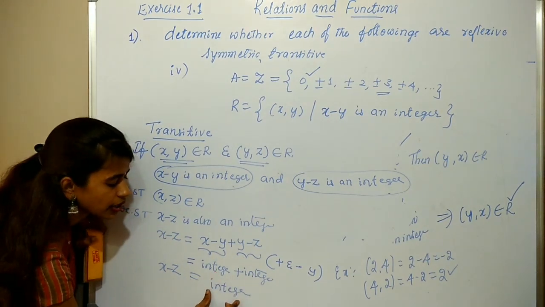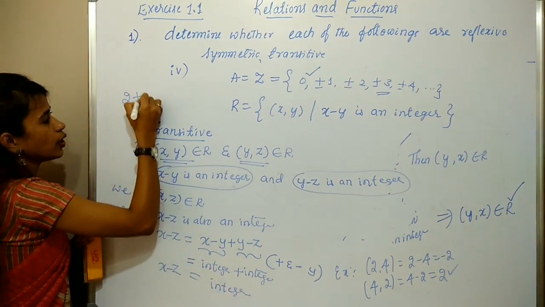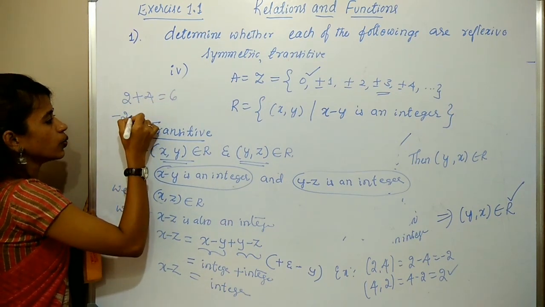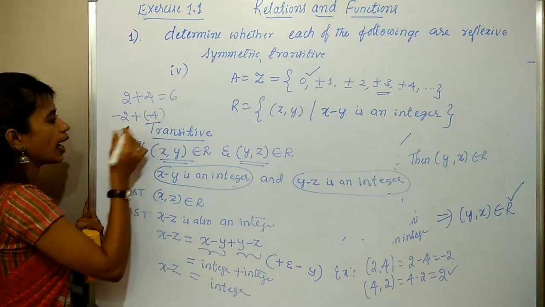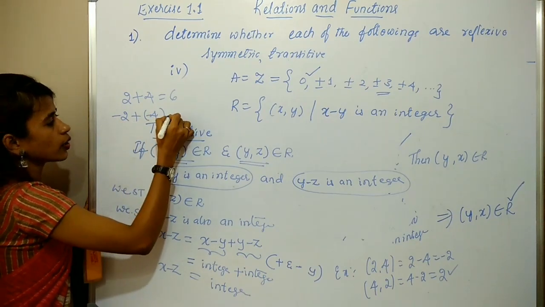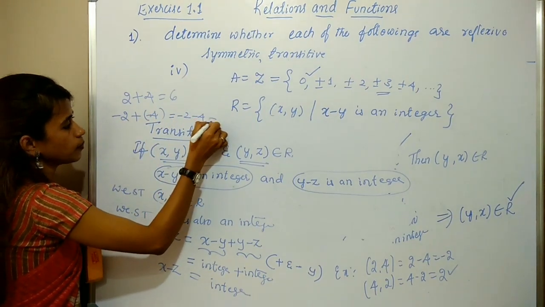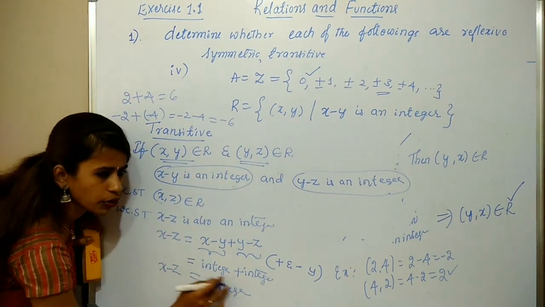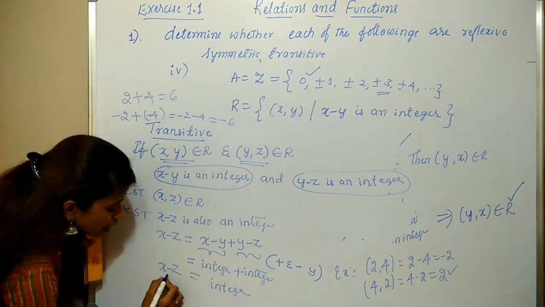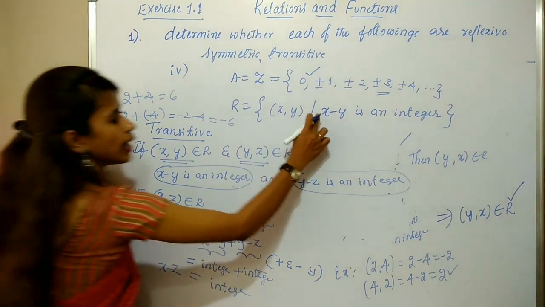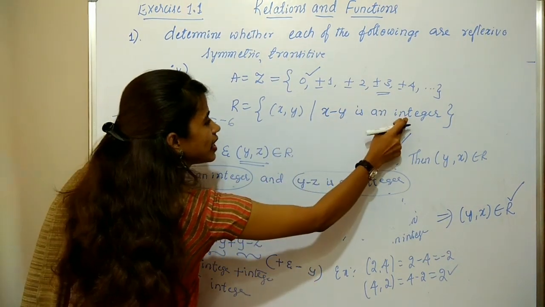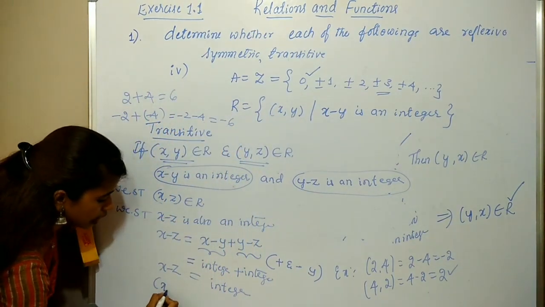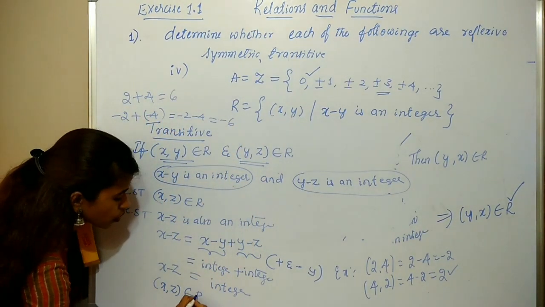Why is the addition of integers an integer? If I add 2 plus 4, we get 6, which is also an integer. If we add minus 2 and minus 4, we get minus 6. Then also we get an integer. Therefore, addition of two integers is an integer. So, x minus z is an integer means (x, z) belongs to R.